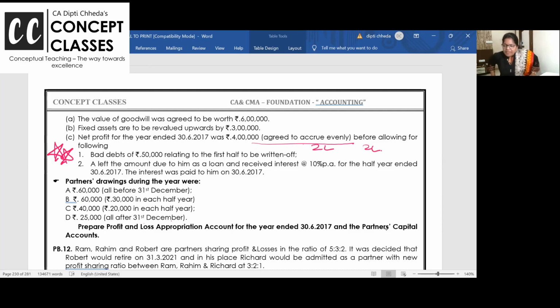So listen, whenever there is admission and retirement in between the year, you have to split the capital accounts as per the dates. They have asked you to prepare P&L appropriation and partners capital account. Okay, we will make the P&L appropriation account and partners capital account. Let's do it together.